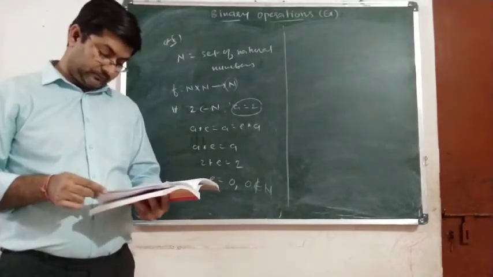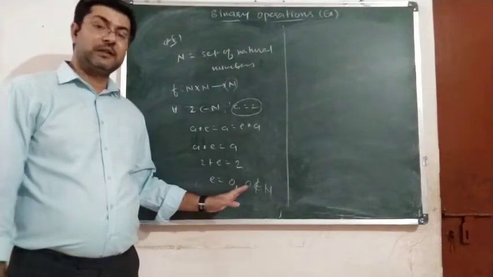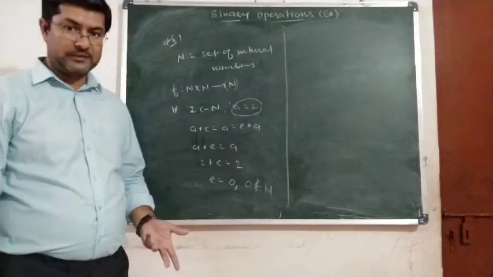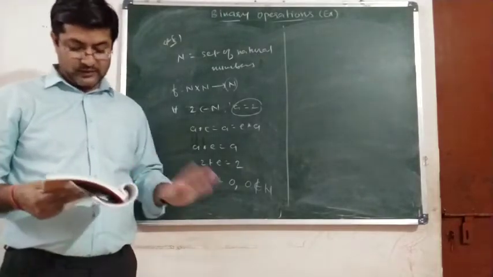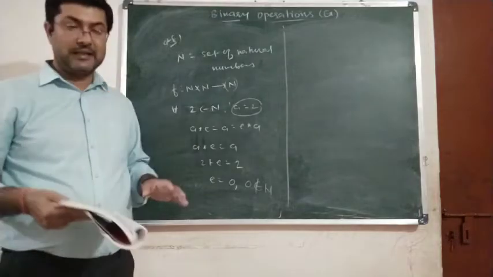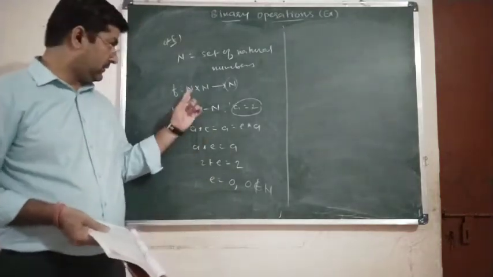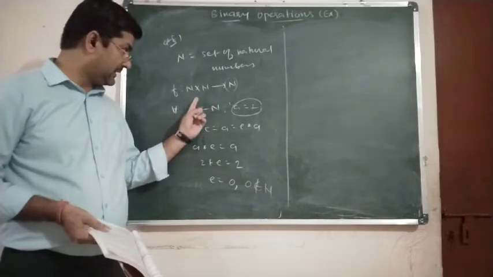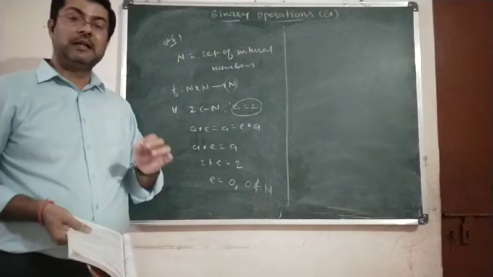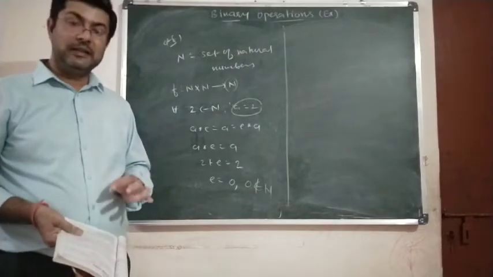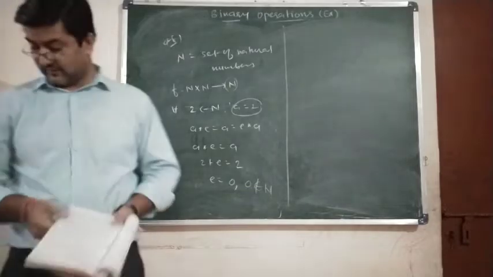However, since the identity element does not exist, obviously the inverse will also not exist. Clear? So there is some mistake in the question they have given that it has an identity element, but I have just explained to you that for the binary operation addition on set N, it does not have any identity element, and hence the inverse also does not exist.